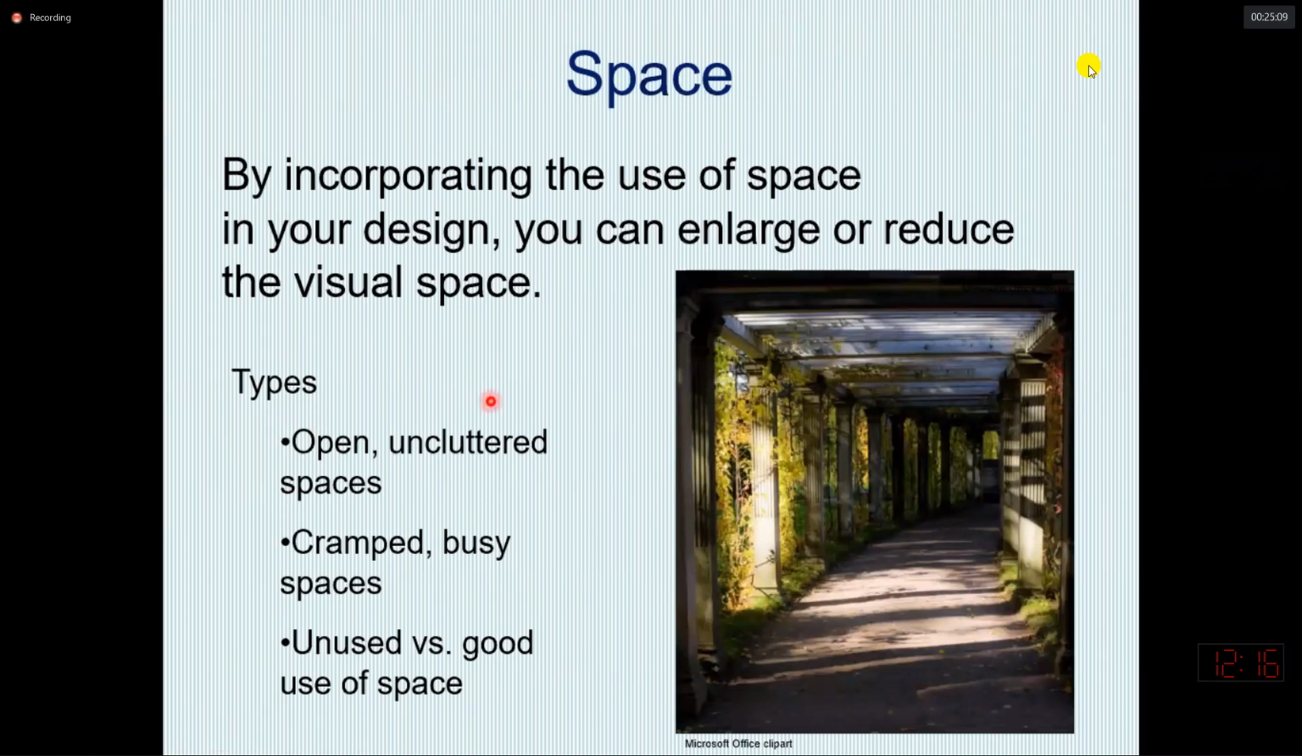The next element we are going to discuss is space. By incorporating the use of space in your design, you can enlarge or reduce the visual space. Let's discuss open space, or you can say uncluttered space. If we just create four walls revolving around this pathway, the space will be cluttered, cramped, narrow and dark. While when one side is open with the help of columns, some light and green vegetation come into this pathway, it opens up your view.